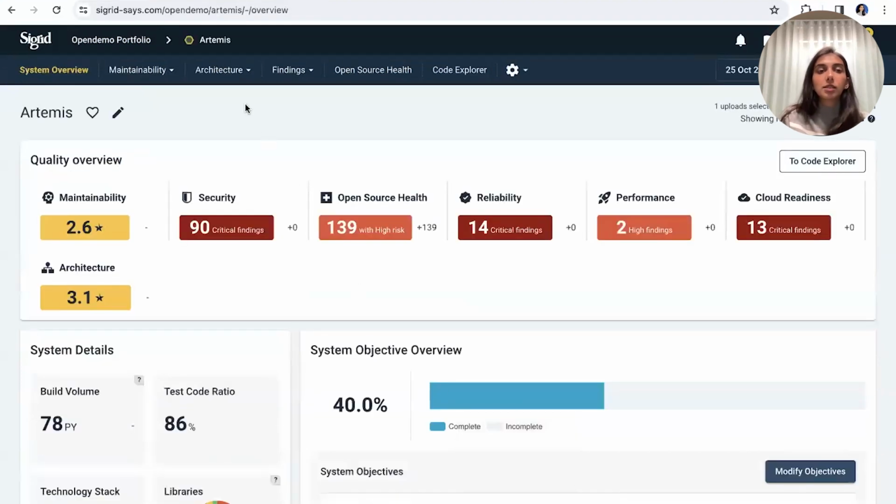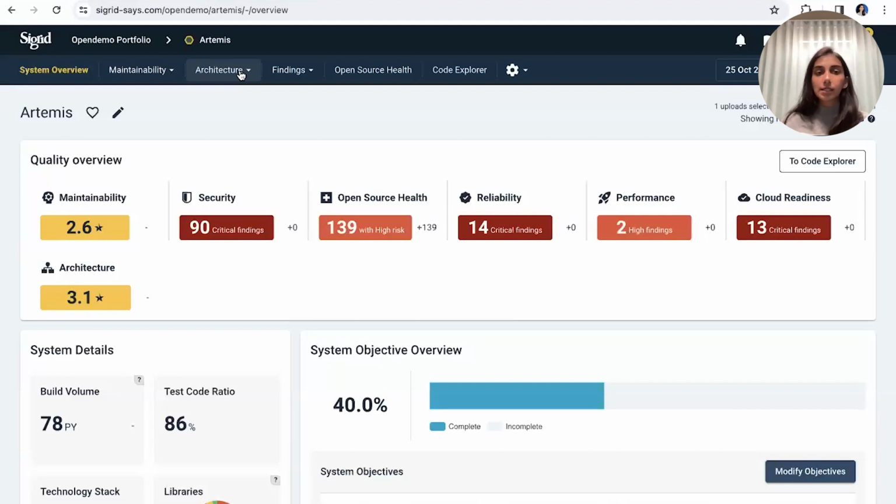If I am at Artemis, then I will find this architecture tab at the blue bar. So architecture is available inside a system. If you're at a portfolio inside any of the systems, in this case Artemis, then you will find the architecture tab here. But if you are at the system level and you still don't have it, then you can reach out to support, and we will make sure that we enable it for you. But per 1st of November, architecture quality has been rolled out for all our clients, and you should be able to see it.